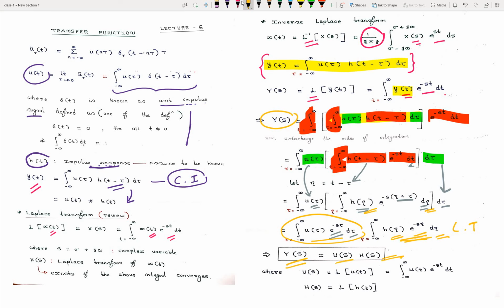So what we have done here is that for the convolution integral, to get the response y(t) we have to solve this complex integral. That we reduced to a simple multiplication: Y(s) equals U(s) into H(s). This H(s) is known as the transfer function. For the transfer function definition, there are two definitions. One of them is the Laplace of h(t), where h(t) is known as the impulse response.